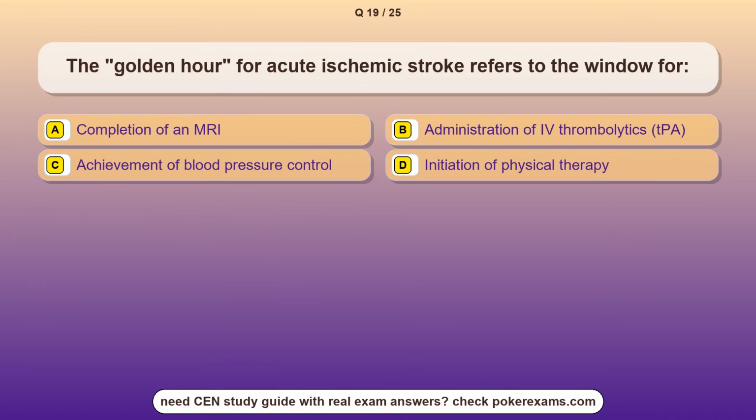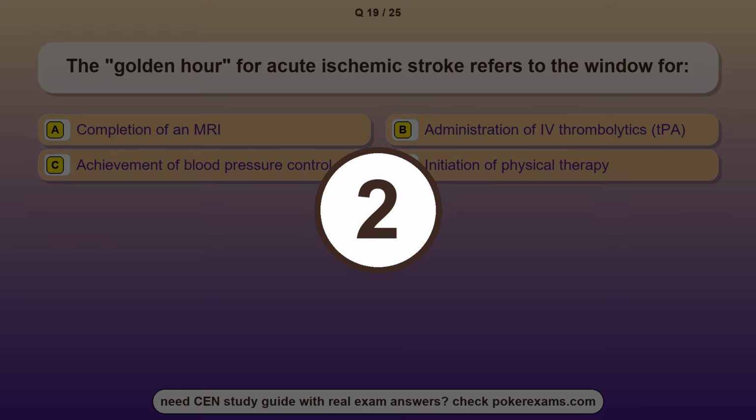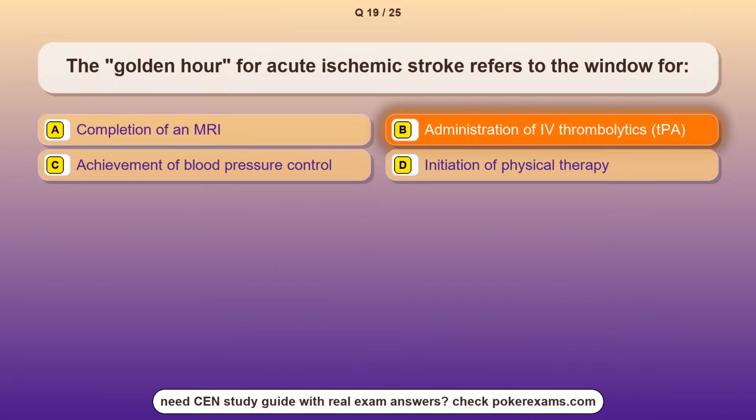Question 19. The golden hour for acute ischemic stroke refers to the window for option A, completion of an MRI. Option B, administration of thrombolytics, tPA. Option C, achievement of blood pressure control. Option D, initiation of physical therapy. The correct answer is option B, administration of thrombolytics, tPA.